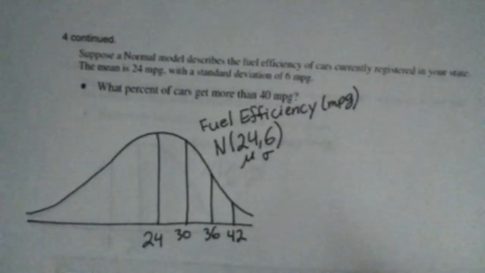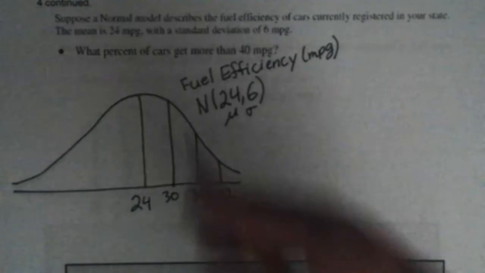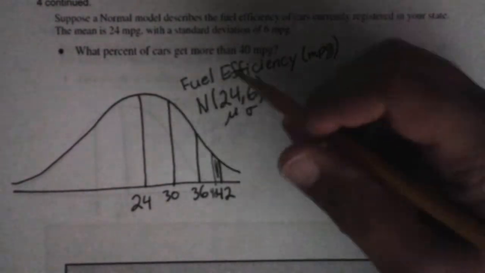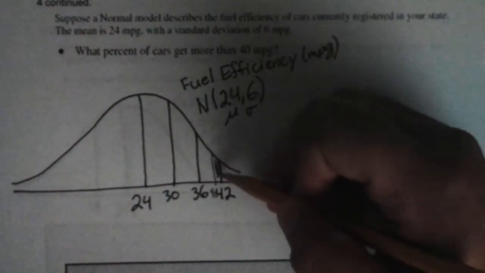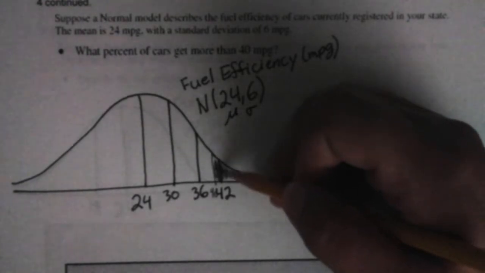Next question starts with the same scenario, but now we're interested in what percent of cars get more than 40 miles per gallon. So we're going to start with that same illustration. 40 is going to be somewhere in here. We are interested in more than 40. So we're going to shade this portion of the normal curve.